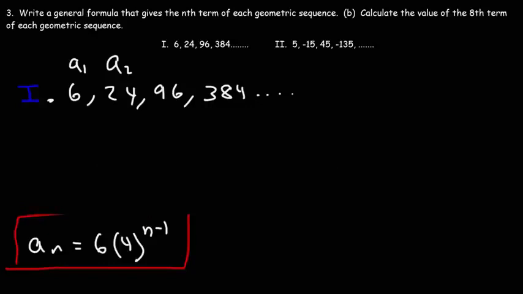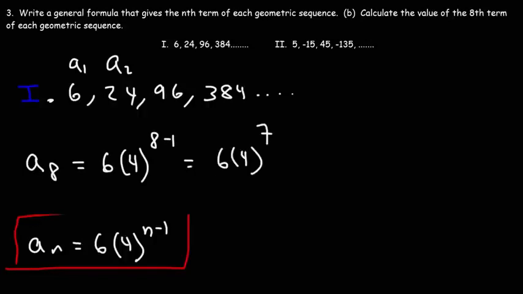Now let's move on to part B. Let's calculate the value of the 8th term. So we just got to plug in 8 into n. So it's 6 times 4 raised to the 8 minus 1. 8 minus 1 is 7. 4 raised to the 7th power is 16,384 times 6. This gives us 98,304.